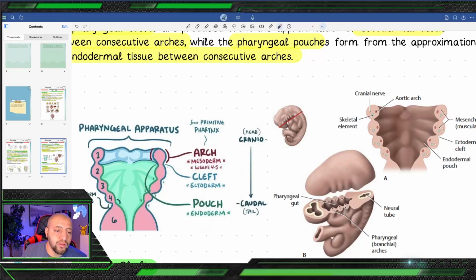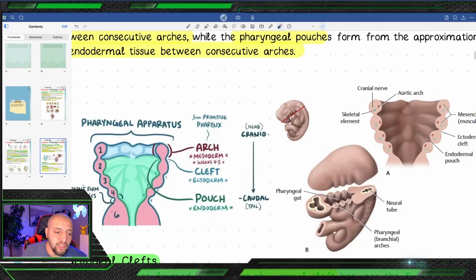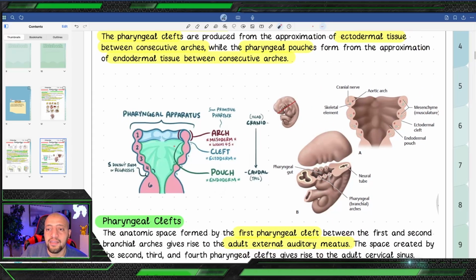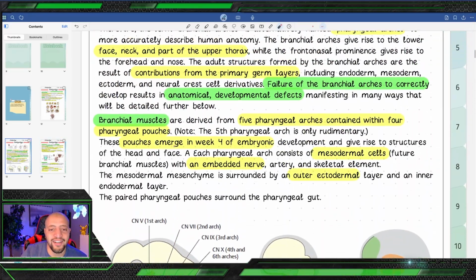We have 1, 2, 3, 4, and here 5 is going to be convoluted, like it doesn't form or regresses, and then the 6 is coming here. So the structures coming from the first 4 pharyngeal arches are important, specifically 1 and 2, because 1 is called the mandibular arch, and the second one is called the hyoid arch. Okay, so let's see now the English wording, how we describe it in English.